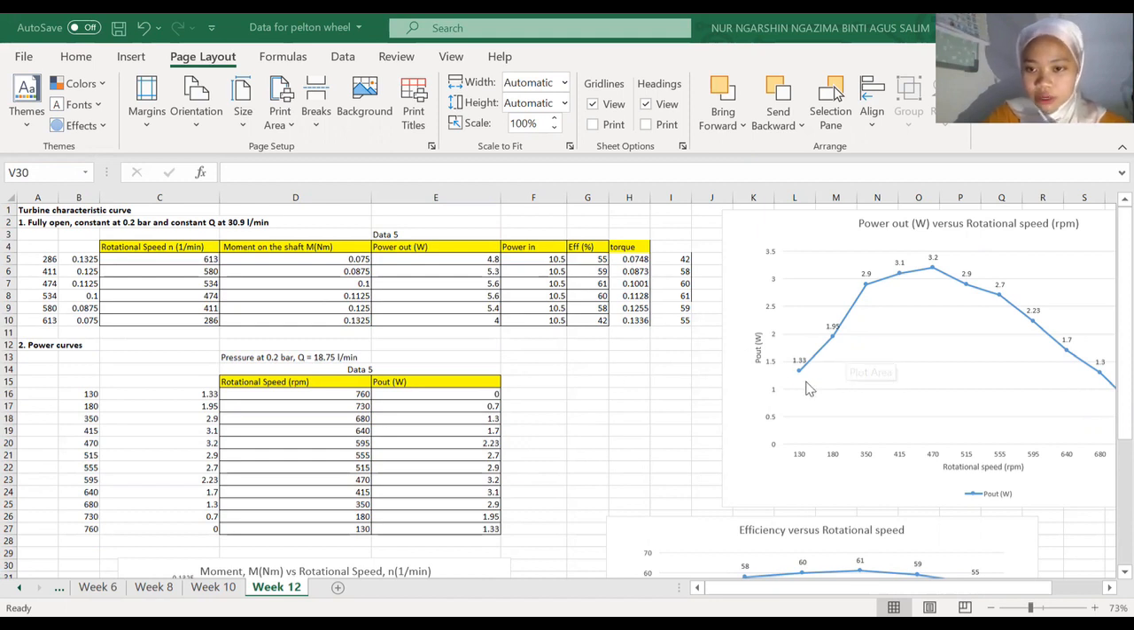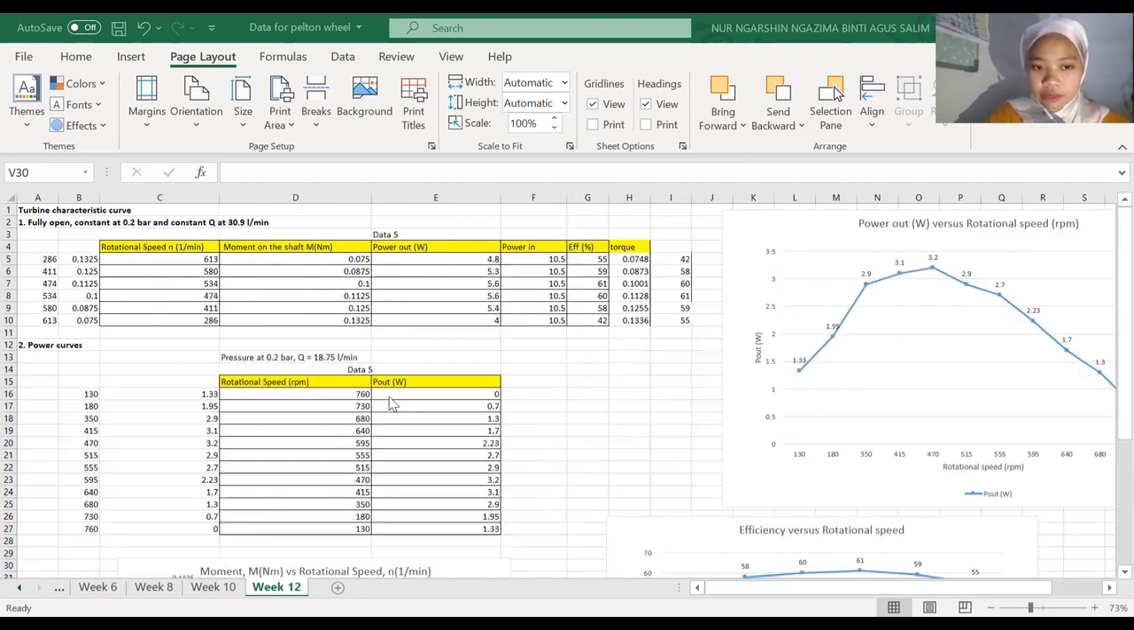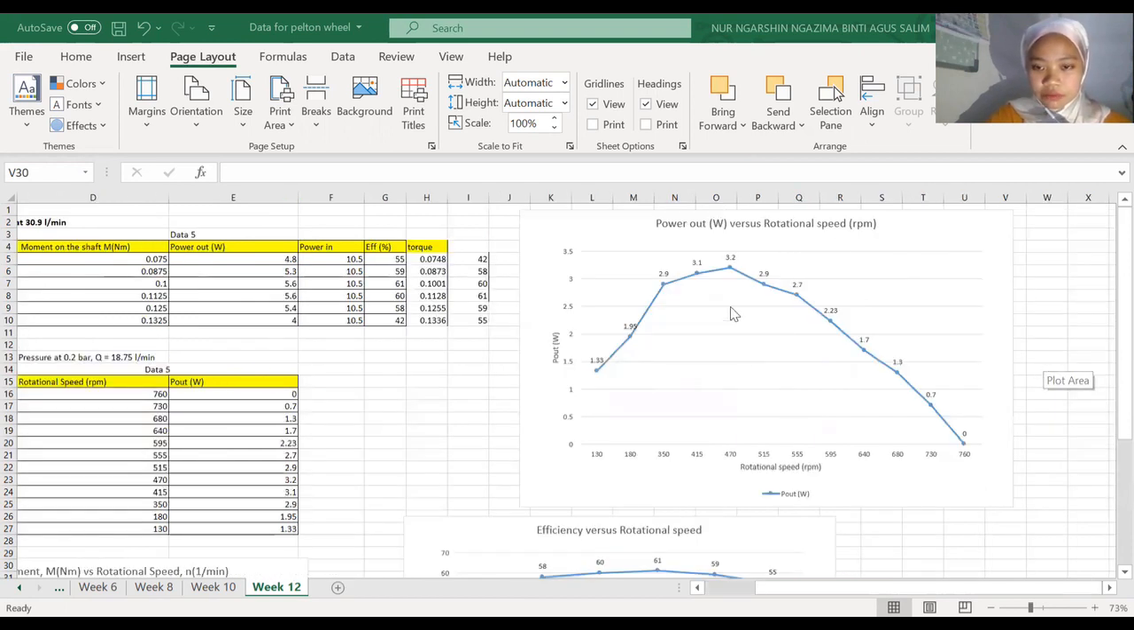So for the third graph, power out versus rotational speed, I take from the second data for the power curve, and I get this curve from the graph. At first the graph shows an increase, but at the end of the graph the data was decreasing. So the higher the rotational speed, the smaller the power output.